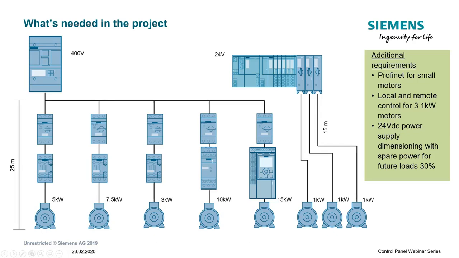Beside this, we also have a 24 volt DC application. We require PROFINET for the small motors, local and remote control for the 3 1 horsepower motors on the right-hand side. And of course, we need a 24 volt DC power supply. And please keep in mind, we need spare power for future loads of at least 30%.